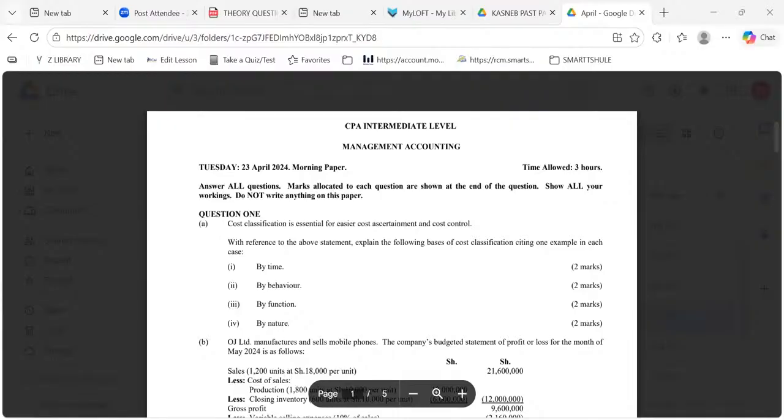Let's go to behavior. If you are to classify cost based on behavior, are you able to give example? Classification of cost based on behavior. So we have variable cost. We have fixed cost. We have semi-variable. We have semi-fixed, or what we call step-up cost. Good. That is what we have there.